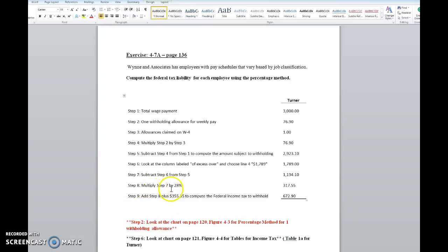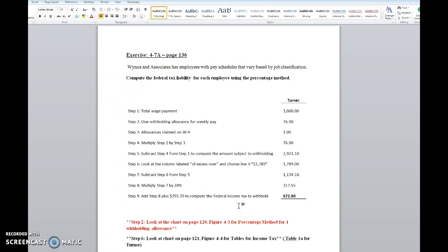We're going to multiply step 7 by 28%. The 28% comes from the table located on page 121, table 1A. Then on step 8, we're going to add $355.35 to compute the federal income tax to withhold. So $317.55 plus $355.35 equals $672.90.